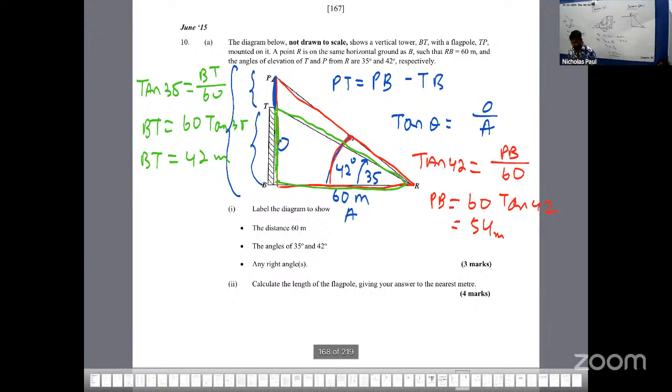So your final answer would be 54 minus 42, and the answer is 12. Copy it down, let's go again.